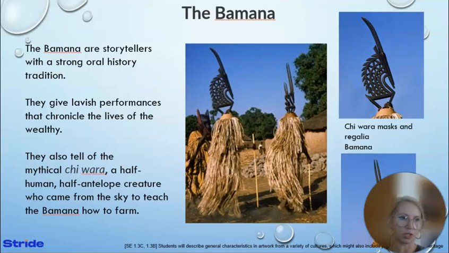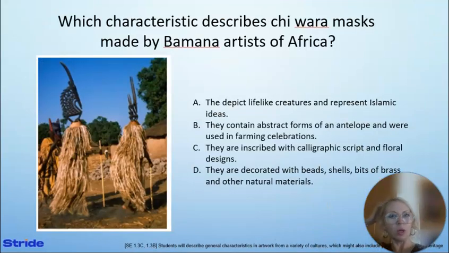Okay, so let me ask you this. Which characteristic describes Chiwara masks made by Bamana artists of Africa? A, they depict lifelike creatures and represent Islamic ideas. B, they contain abstract forms of an antelope and were used in farming celebrations. C, they are inscribed with calligraphic script and floral designs. D, they are decorated with bead shells, bits of brass, and other natural materials.